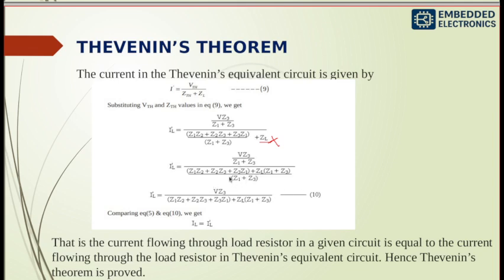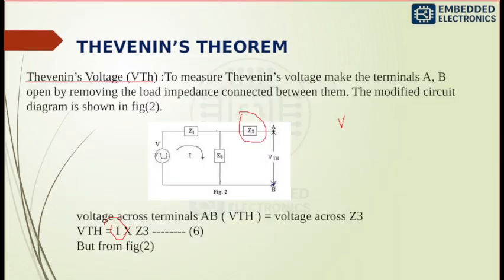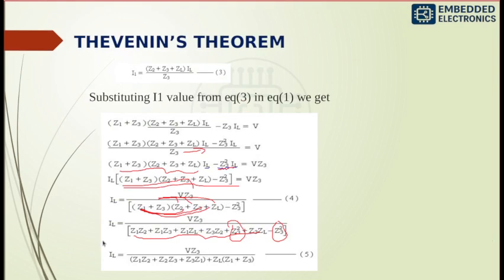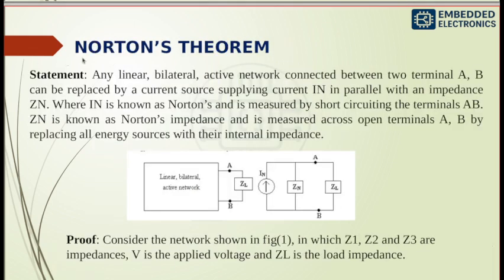Now these both are the same, right? Z1 plus Z3 here and here. They will cancel each other. Then it will become VZ3 plus, right, same as it is. Now you can observe equation 5 which we got here. Equation 5 and equation 10 both are the same, right? So IL equals IL bar. This is Thevenin's theorem, hence proved.